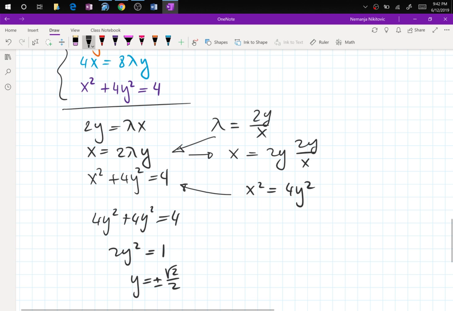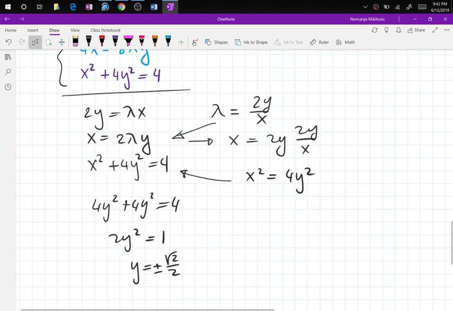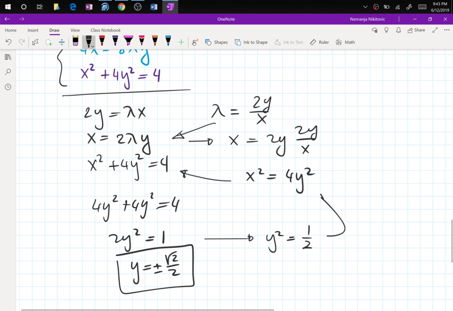Oh, that was fun. Great. So I have y's, and then I can just replace them back into the equation to come up with x's. So bringing back to this equation, let's say, well, actually, from this equation we can say that y squared is equal to a half, and you feed that there.